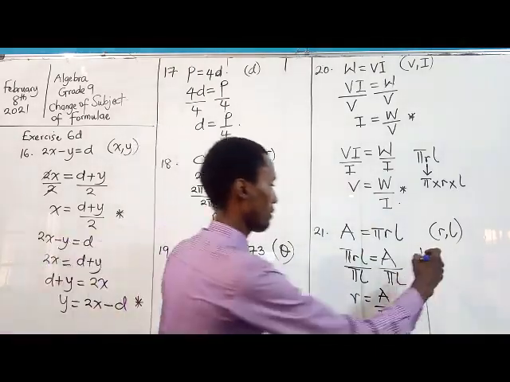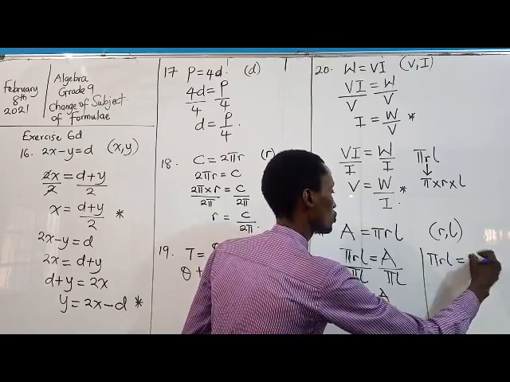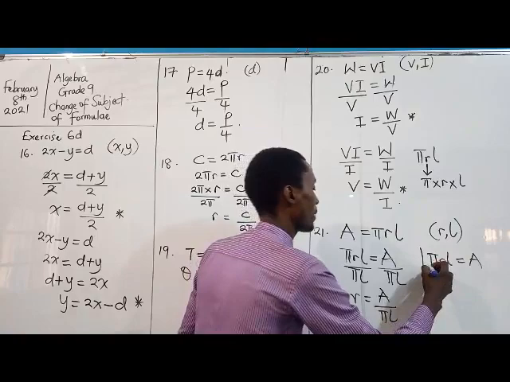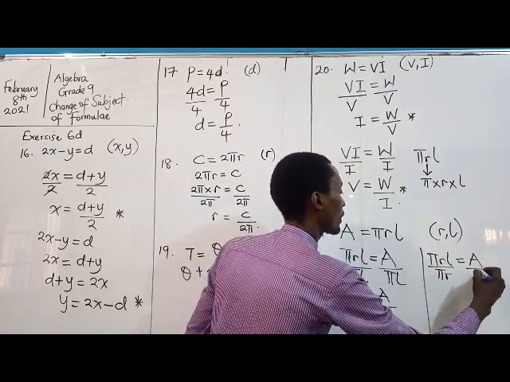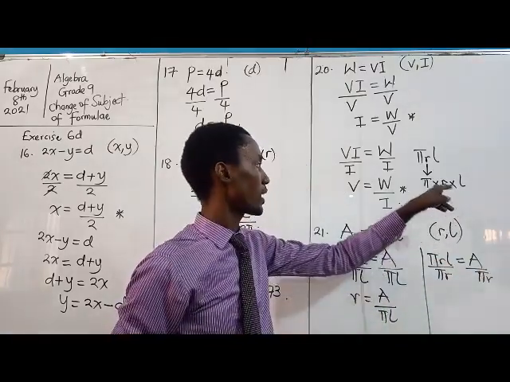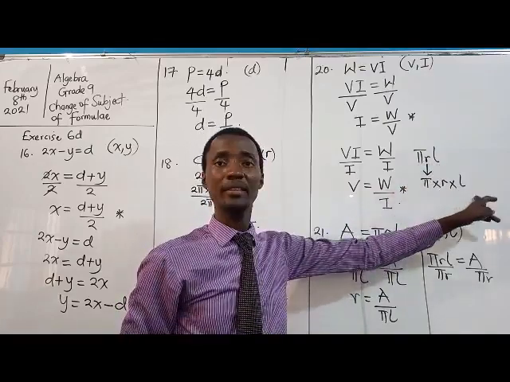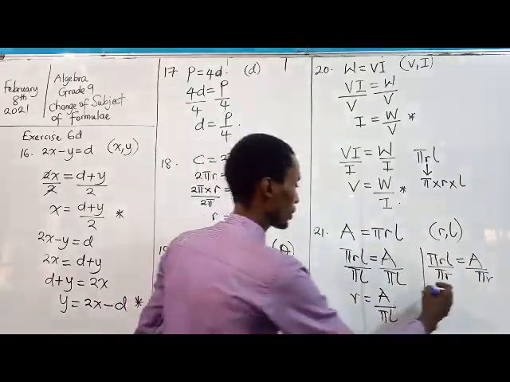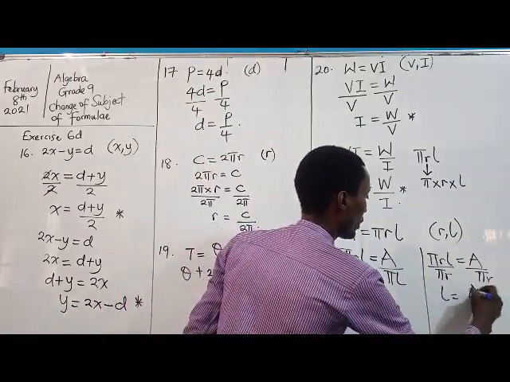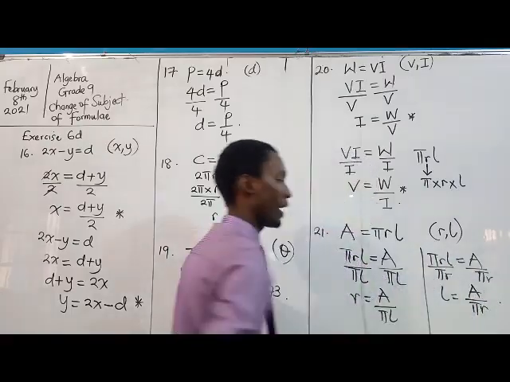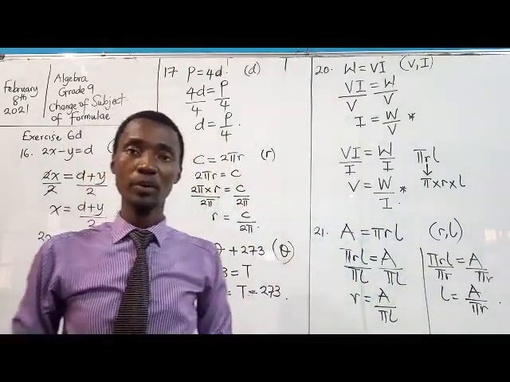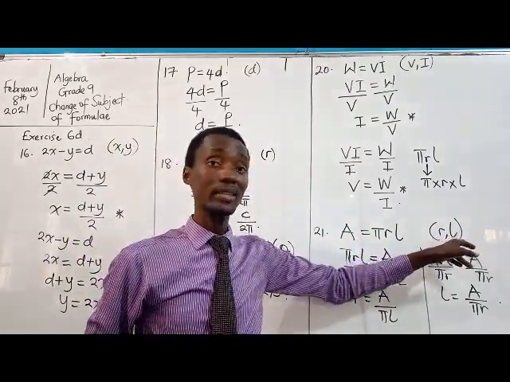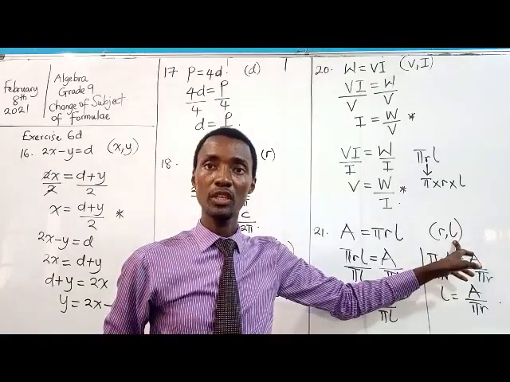By extension, we can try to solve for L. Pi RL equal to A. And to get L, we will divide both sides by pi R, not forgetting what we talked about earlier, that this means multiplying the three different terms we're considering. As such, this will now be L equal to A over pi R. And that will take care of question number 21, which says, at a point in time, make R the subject of the formula, and at another time, make L the subject of the formula.